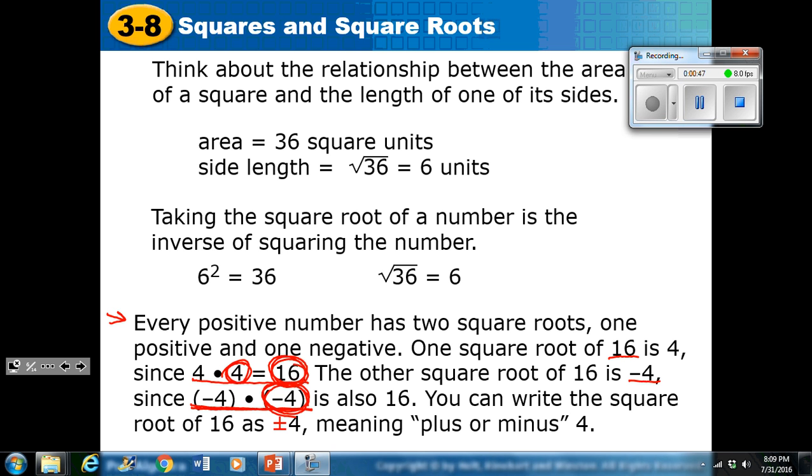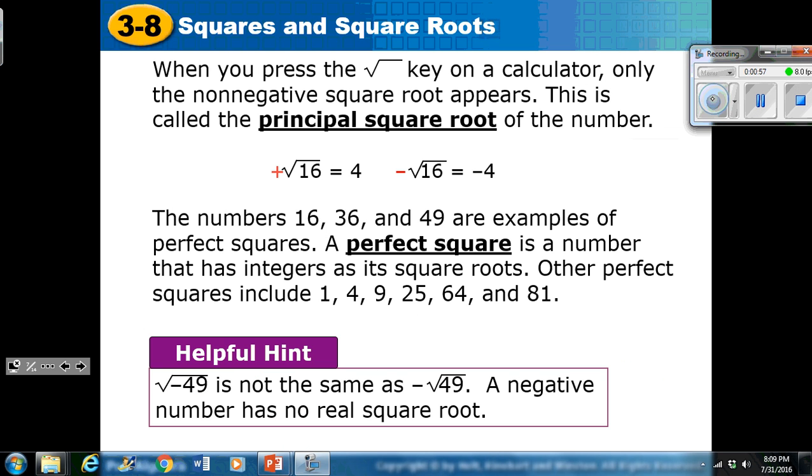So if you are asked, what are the square roots of 16? Your answer is written like this, and you say plus or minus 4. When you press the square root key on your calculator, it only gives you the non-negative square root. If you put in 16 and then the square root key, it's going to say 4, because most people, when they ask the square root of a number, they're asking for the positive root, or the principal root. That's called the principal square root, the positive one.